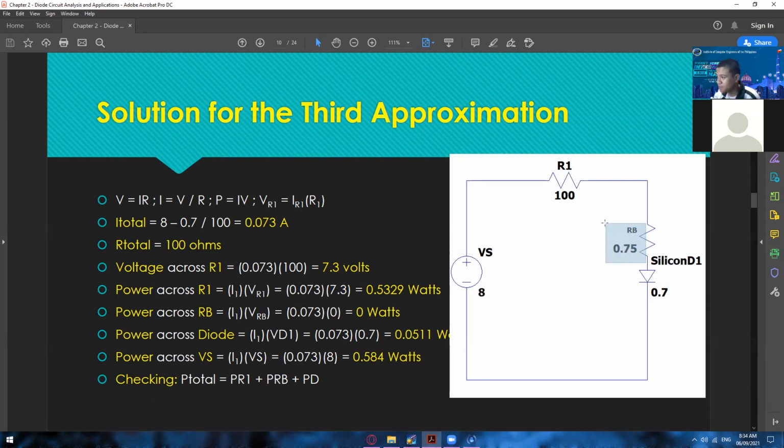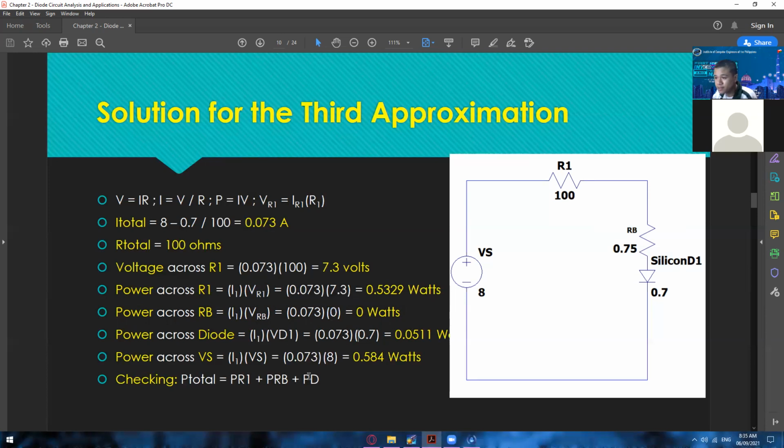So we have 0.75 in here. So it's like not having any resistance at all. So we still have 100 ohms. And then we have this value for VR1, PRB, and we still have the same result for the power across RB, even though we are now considering the bulk resistance. But yeah, it will become 0 since we don't have resistance on this diode.